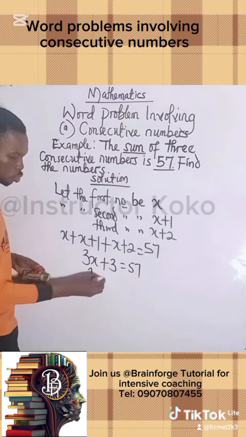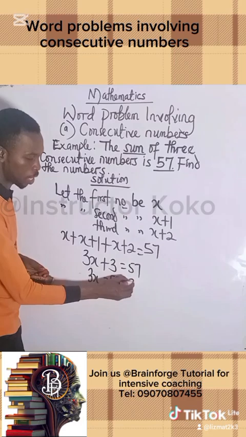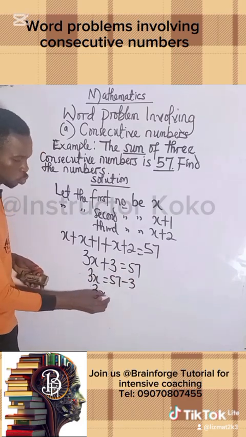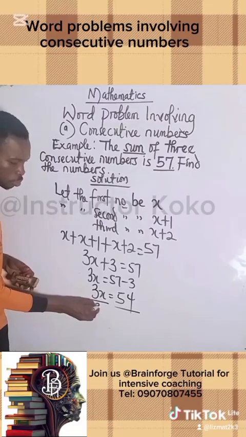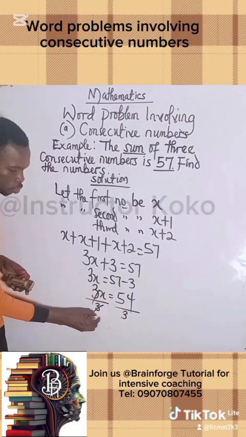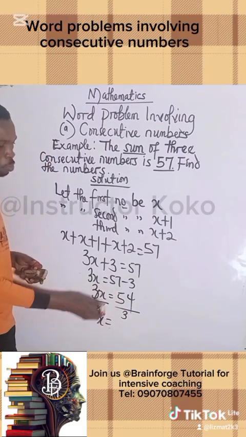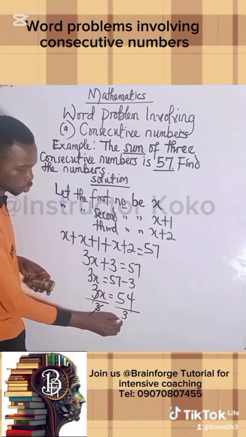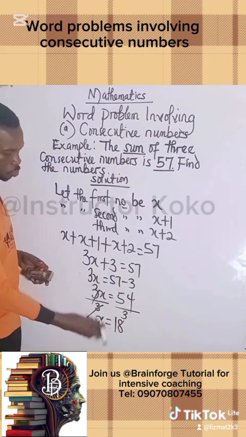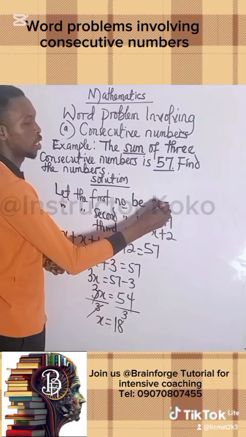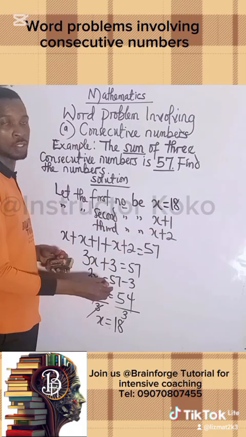Of course, 3x will be equal to 57 minus 3. So 3x will give me 54. Then I'll divide both sides by 3. So therefore, x is going to be 54 divided by 3. This is going to be 18. 3 times 1, 3, 3 times 8, 24, so 18. So it means that the first number here is 18.